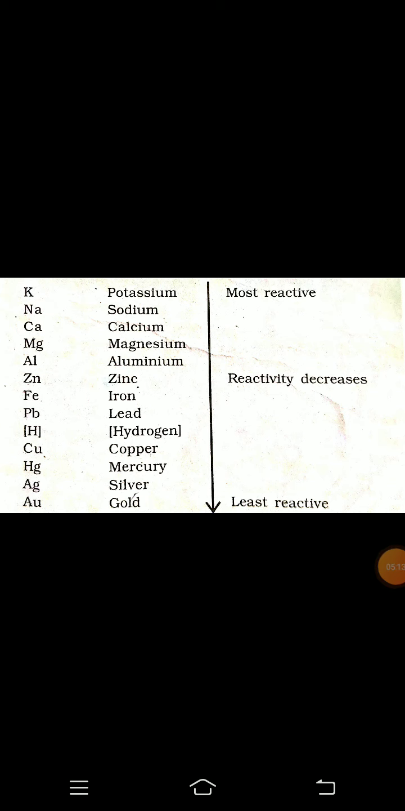Now let us learn about the reactivity series. Before we learn about the reactivity series, recall what is reactivity of metals. Reactivity of metals is the ability of metals to react with other substances. So easy. Remember this. Now learn the reactivity series. It is a list of metals arranged in the order of their decreasing activities. Now this is a series in decreasing order.